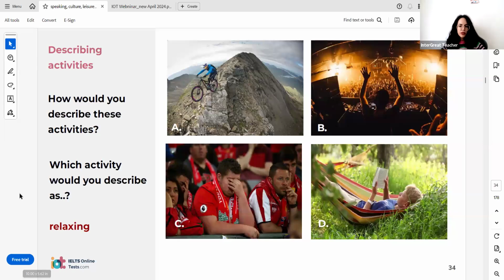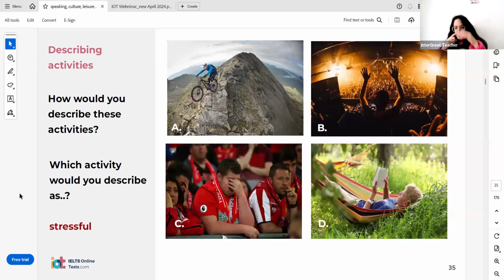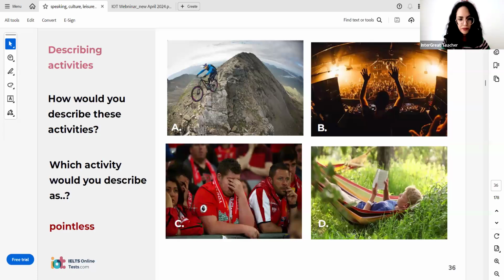Okay. How about stressful? Which of these activities is stressful? C, yes, definitely stressful when it's a tight match. A could also be a bit stressful, in my opinion, especially if it's the first time. I wouldn't call B stressful unless you are an introvert or you don't like crowds, then yeah, it could be stressful. But the nature of the activity is not very stressful, right?